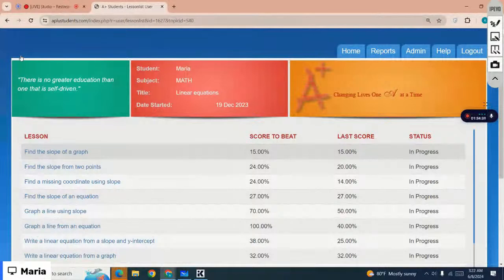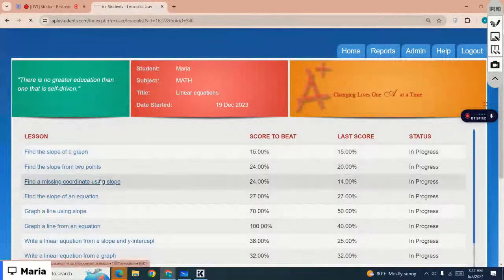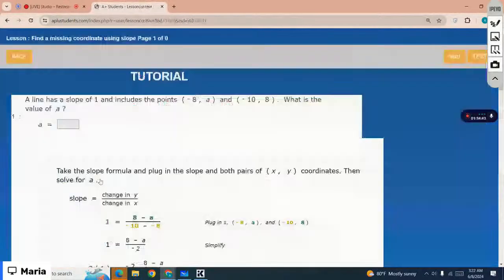Find a missing coordinate using slope. Now you are given the coordinates, you are given the points, but one of the coordinates is missing. How do we find it? A line has a slope of 1. You are given the slope that is 1 and includes the points negative 8, a and negative 10, 8. What is the value of a?